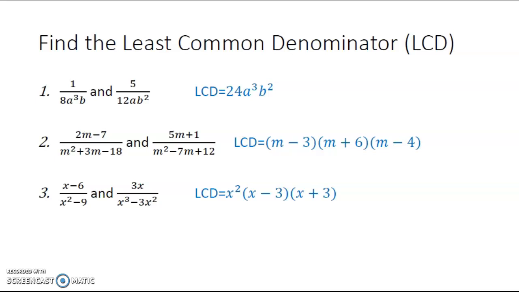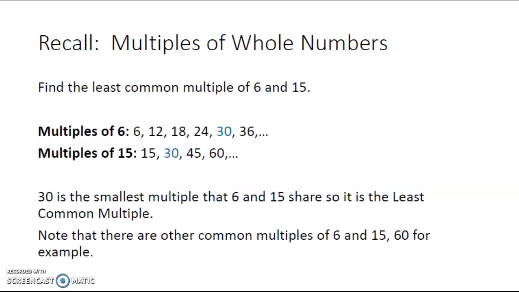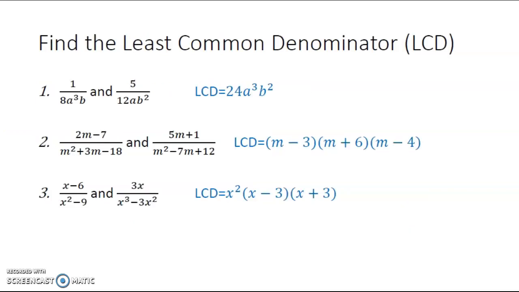All right, so in this case, we have monomial denominators. So we're looking for the least common multiple of 8 and 12, which is 24. And then since we have a's in both denominators, we'll take the one with the higher exponent, which is a to the third. And since we have b's in both denominators, we'll take the one with the higher exponent, b squared. So the LCD is 24, a to the third, b squared.